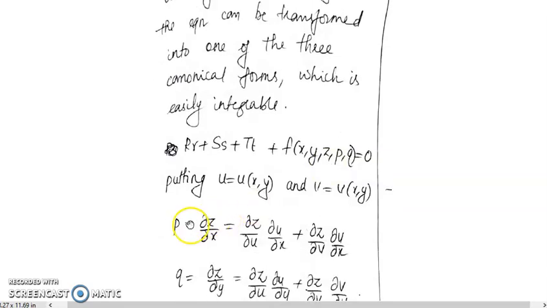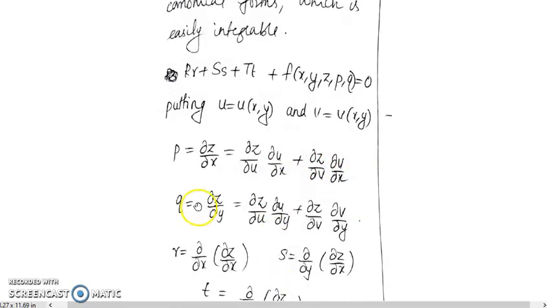അപ്പം നമ്മൾ p എഴുതുമ്പോൾ p is dou z by dou x. So by chain rule, you can put it as dou z by dou u into dou u by dou x plus dou z by dou v into dou v by dou x. അതുപോലെ q is dou z by dou u into dou u by dou y plus dou z by dou v into dou v by dou y.